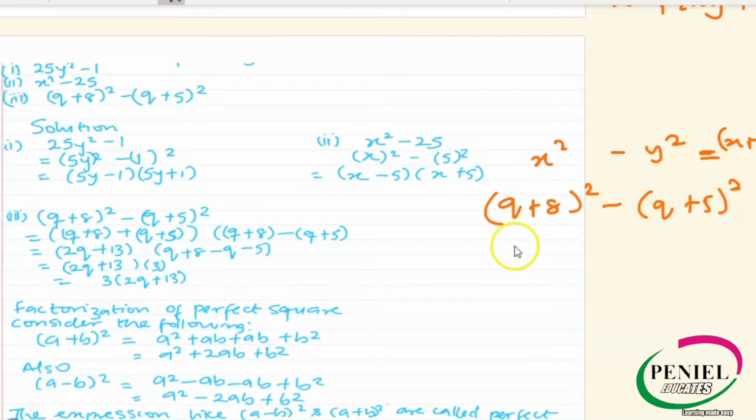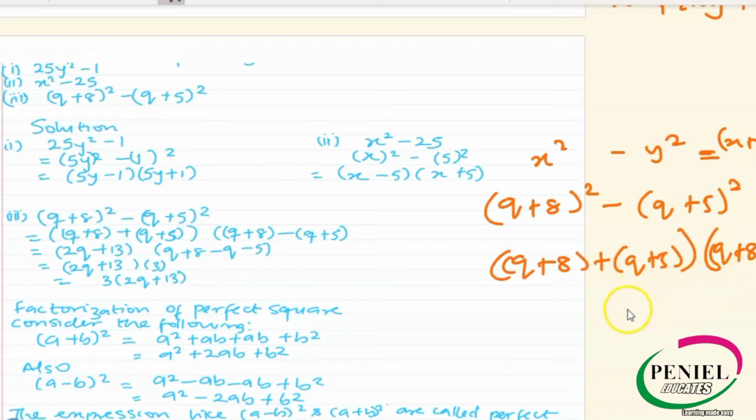So now my x here is q + 8. That's what I should do. Then plus y, which is q + 5. That's the first one. Then the second one, I'm going to do the same thing. I'm going to have (q + 8) then minus (q + 5). So that is what I'm going to have.